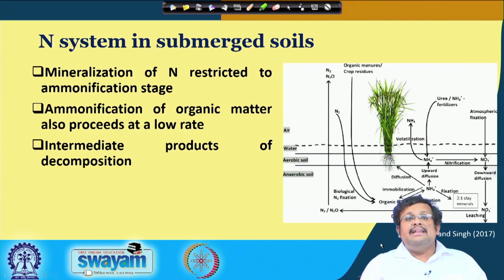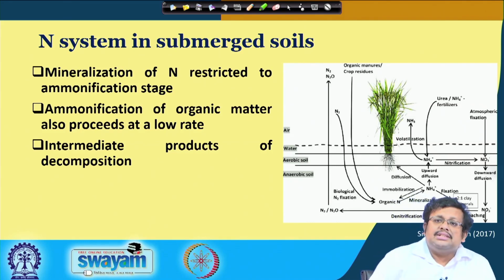So, let us see in detail what the different types of conversion are that happen in the different major elements which are present in the soil. Let us first start with nitrogen transformation in submerged soils.